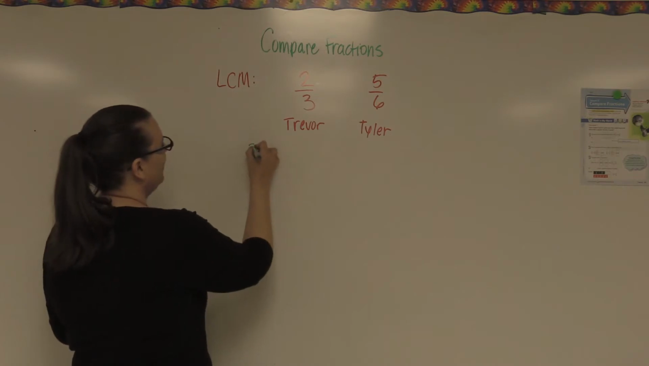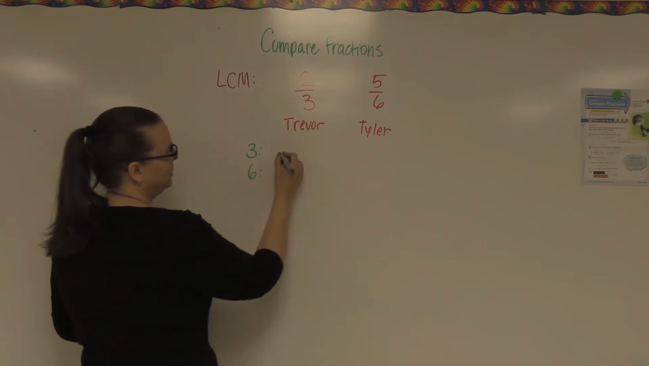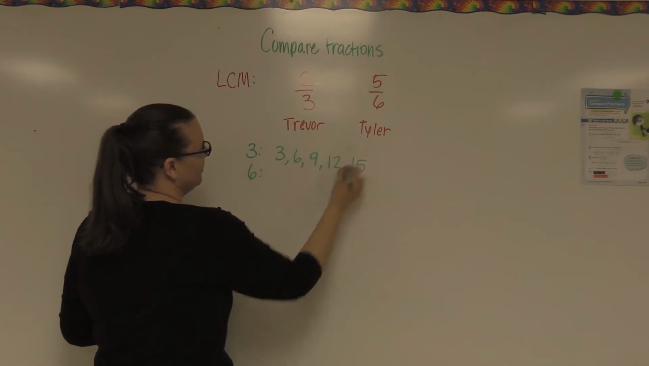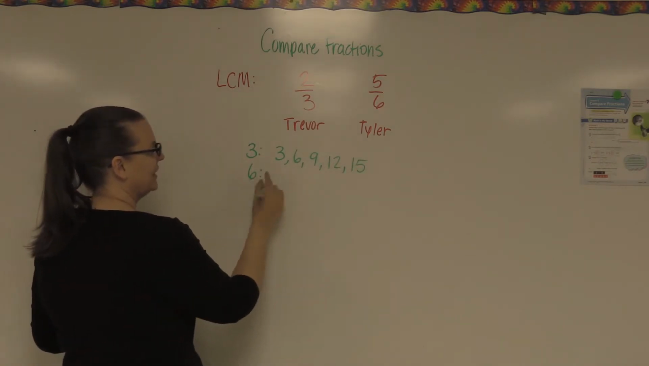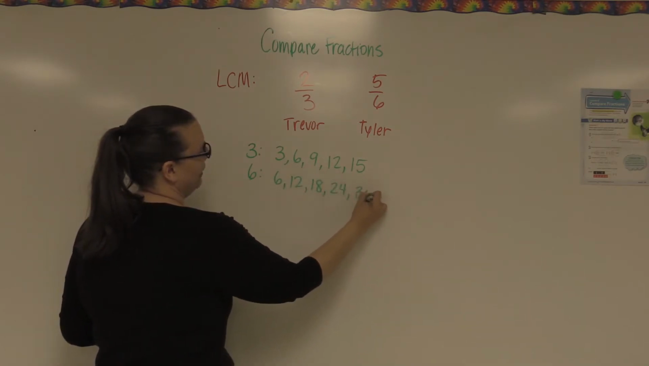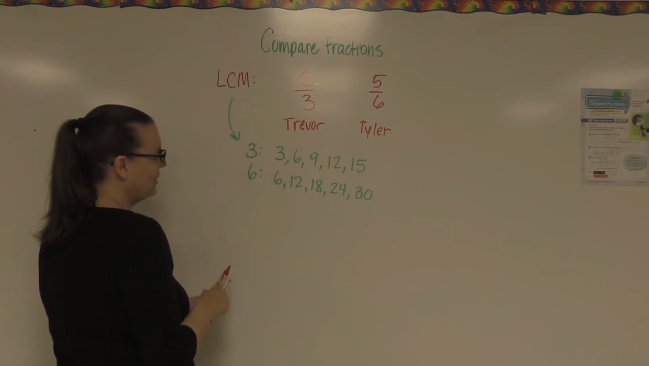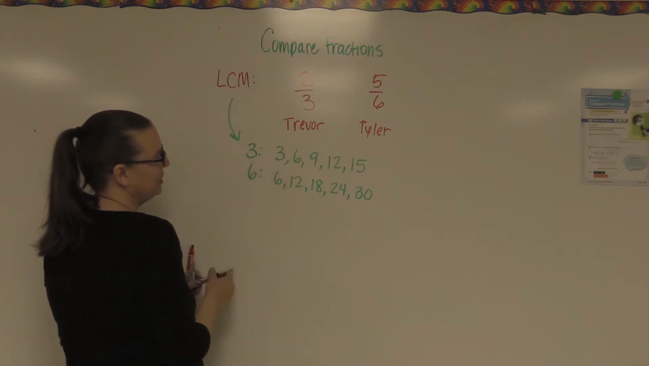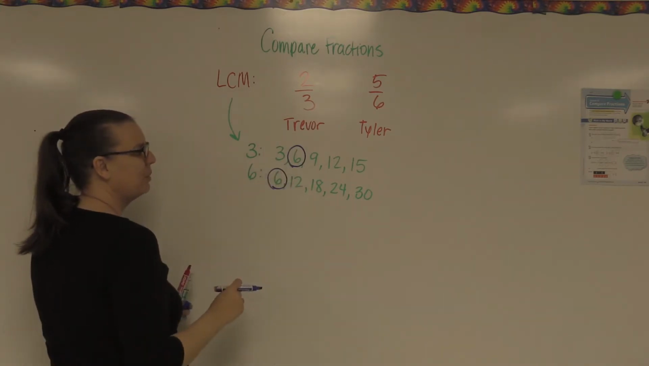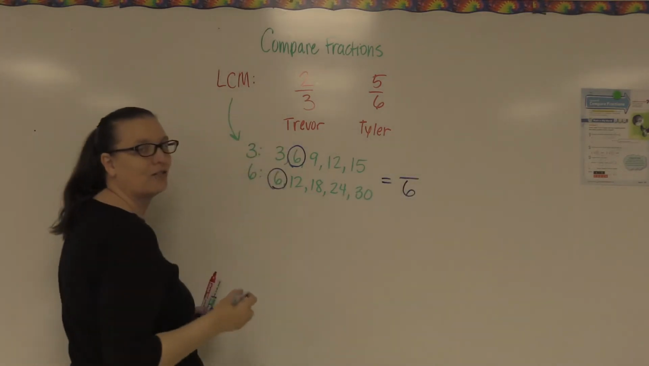So we can come down here and list multiples of these numbers until we find one that they have in common. Multiples of 3: 3, 6, 9, 12, 15. Multiples of 6: 6, 12, 18, 24, and 30. We are looking for the least common multiple. What number do they have in common? The smallest number that they both share. Well, right here it is. You notice that the smallest number that they both share is a 6. This means we're going to use 6 as the denominator for our fractions.